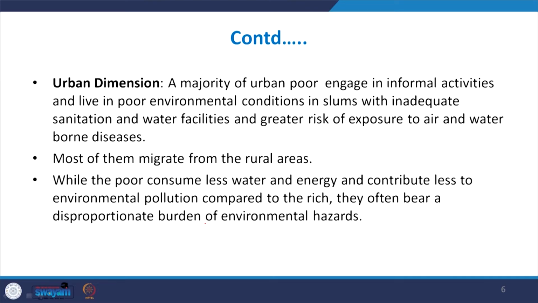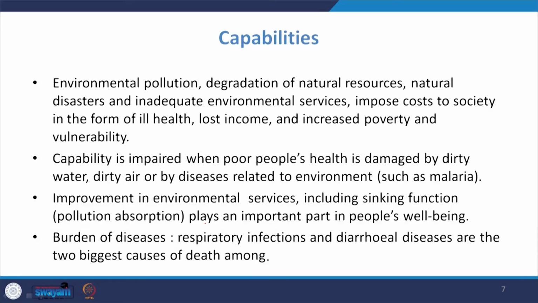If rural condition is in distress, people migrate to the urban area in search of better livelihood options, and they live in poor conditions. While the poor consume less water and energy and contribute less to the environmental pollution compared to rich people, they often bear a disproportionate burden of environmental hazards. So, it is true that poor people consume less environmental resources like water and energy, but the burden of environmental pollution is high on them as compared to the rich people.